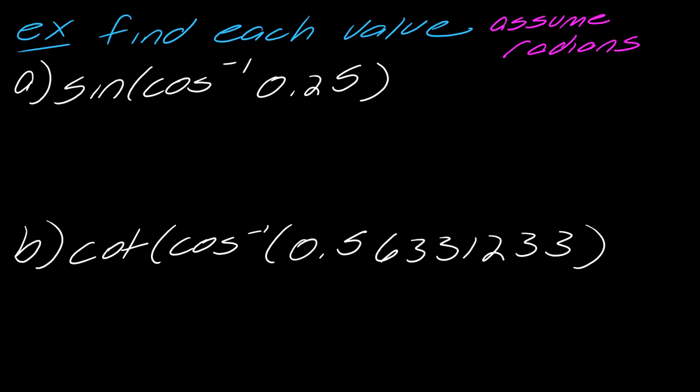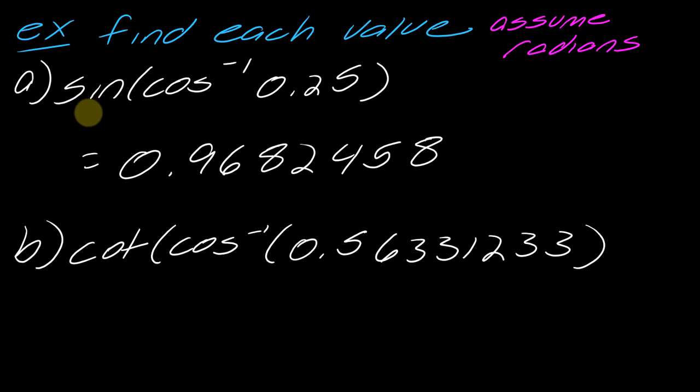Okay, so for this first one, you should just be able to enter this straight into your calculator. Sine of inverse cosine of 0.25, so in radians, this came out to 0.9682458.